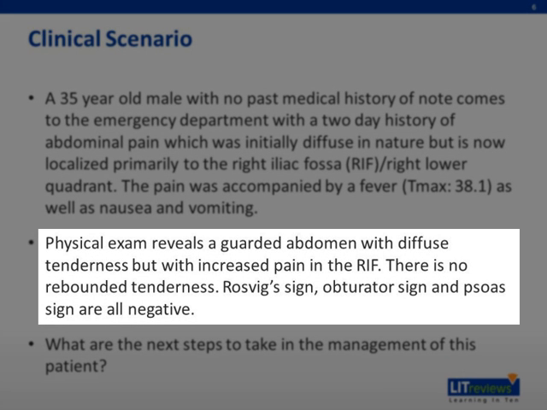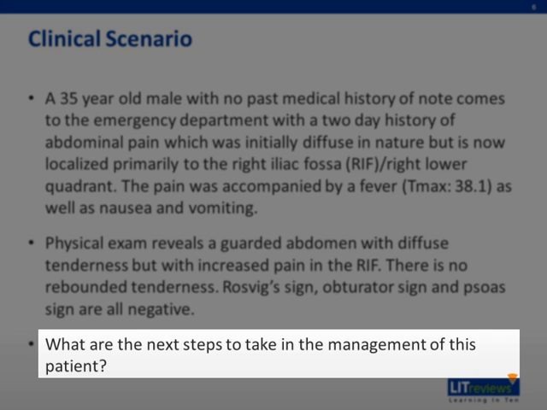Physical exam reveals a guarded abdomen with a diffuse tenderness but with increased pain in the right iliac fossa. There is no rebound tenderness. Rovsing's sign, the obturator sign, and the psoas sign are all negative. What are the next steps to take in the management of this patient?